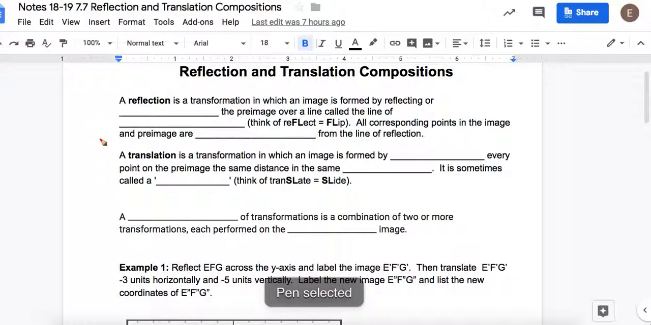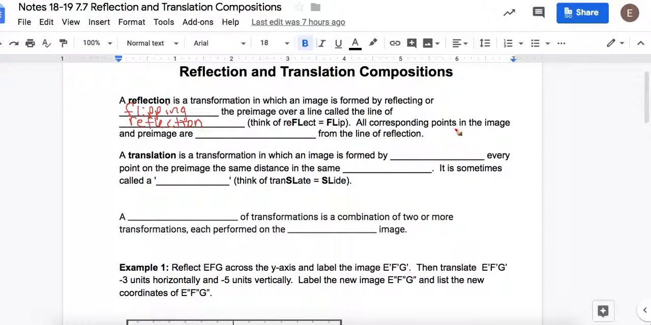So remember, a reflection is a transformation in which an image is formed by reflecting or flipping the pre-image over a line called the line of reflection. Think of reflect, FL, are the beginning letters of the word flip. So that's how we can remember that reflection is a flip.